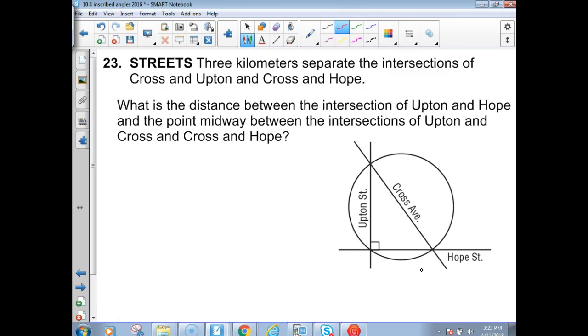It's just that it's so confusing when you read these wordings, so I'm going to go nice and slow with it so you'll understand. It says 3 kilometers separate the intersections, that's plural, of Cross and Upton. Cross and Upton would be up here. The other intersection is Cross and Hope. Cross and Hope would be down here. And it says that that's 3 kilometers apart. So that just means this is 3.